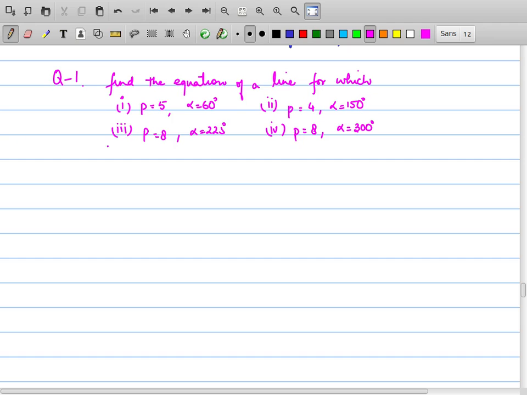So the first part is very simple. You are given P and alpha. The equation that we will use is x cos alpha plus y sin alpha is equal to P.